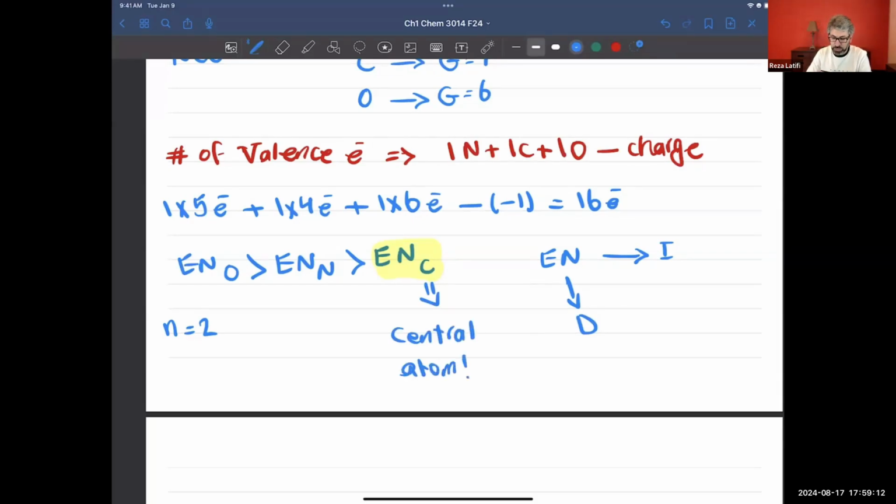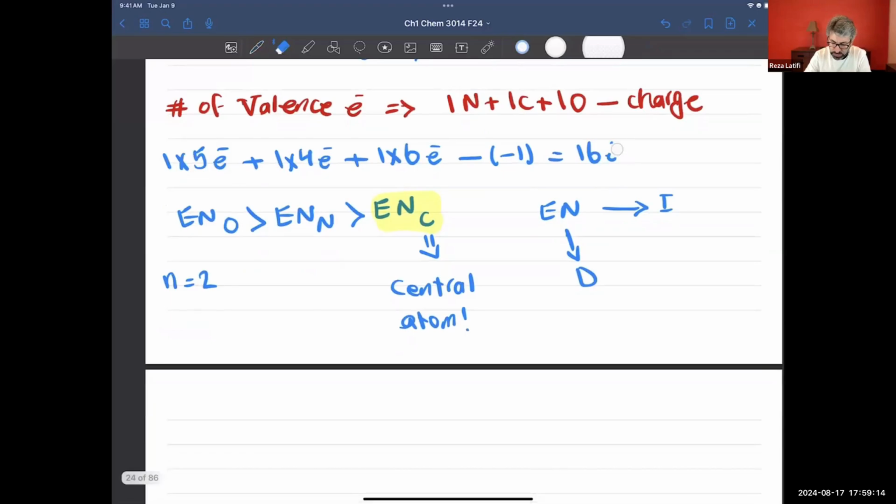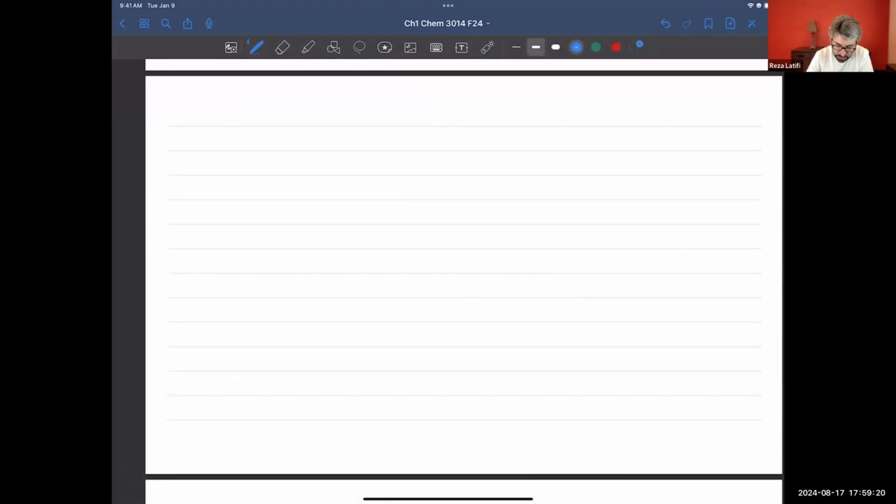So carbon will be the central atom. And remember, we have 16 electrons in total, and carbon is the central atom. Then you can put nitrogen and oxygen anywhere. I have 16 electrons, so I'm going to use 2 electrons per bond. I made 2 bonds, and I used 4 electrons for those 2 bonds.